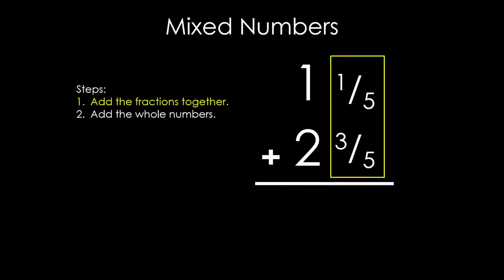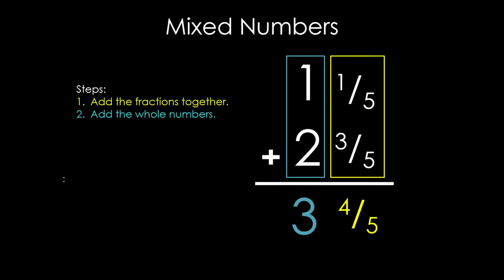Pag in-add natin si 1/5 and 3/5, it will give us 4/5. Okay, and then, we will simply add the whole numbers. Ang whole numbers natin ay 1 and 2. And 1 plus 2 is simply 3. So, the final answer is 3 and 4/5. So, ganun yung pangalawa nating process.